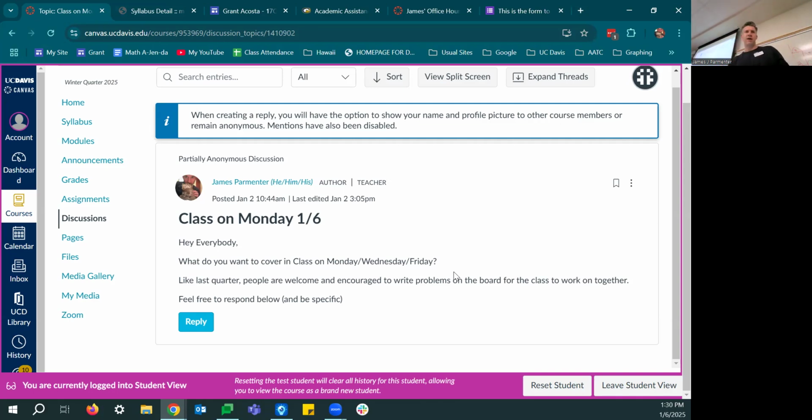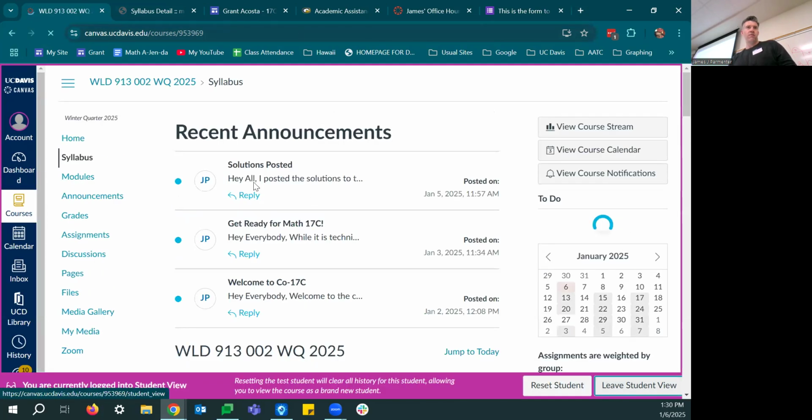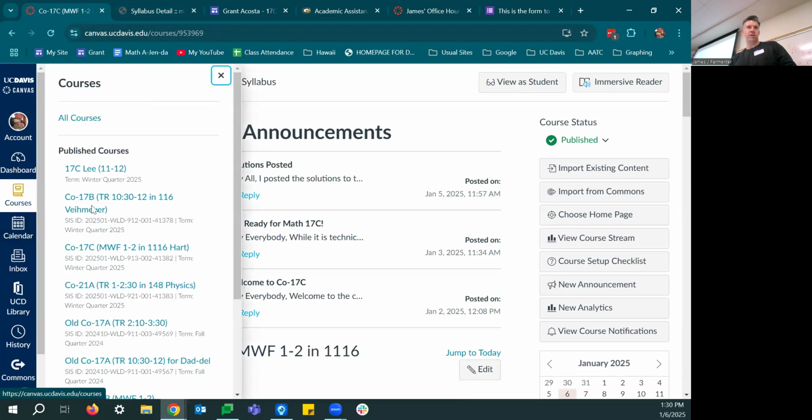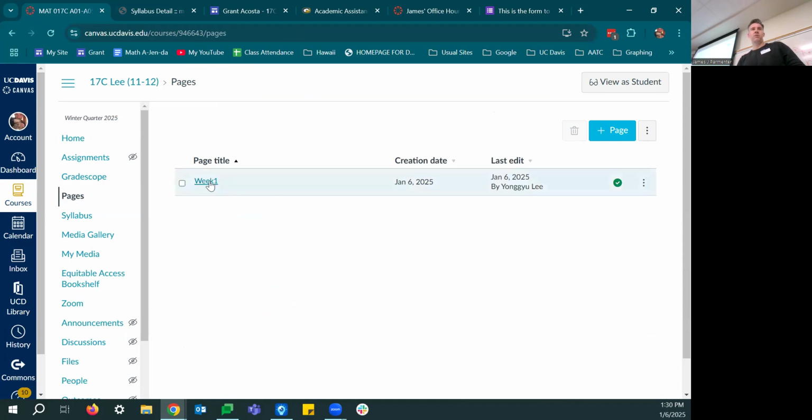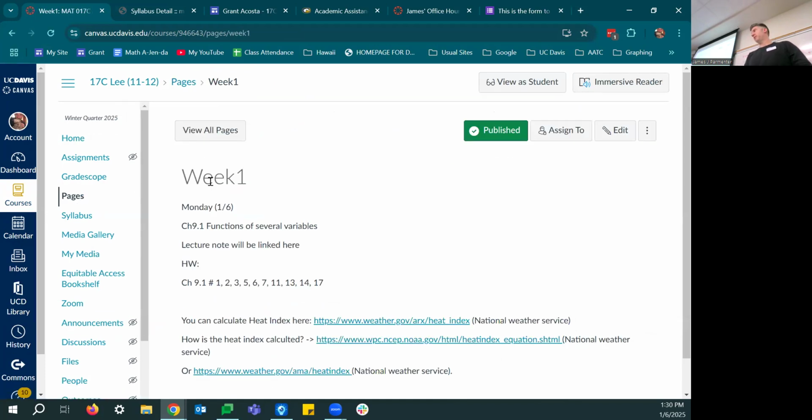But if you look at his Canvas here, let's go home. Sorry, my cursor's all over the place. I want to leave the student view. We go to his Canvas for 17C, which is right there. You can see the syllabus, sure, but if you look at the pages, that's where you can find the homework assignments. So there's week 1. Typically, he updates it as he goes, so this might not be the entirety of the problems from section 9.1. Often, when he covers the material, he'll then add more problems from that section or from the next section.